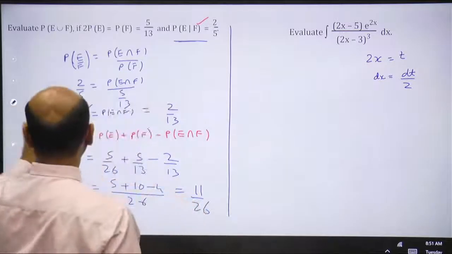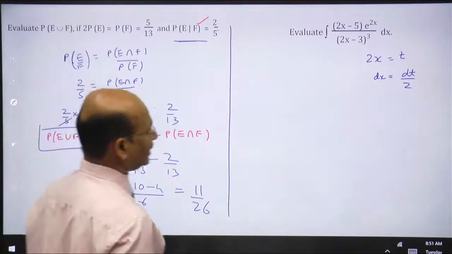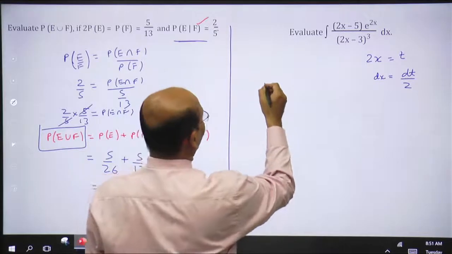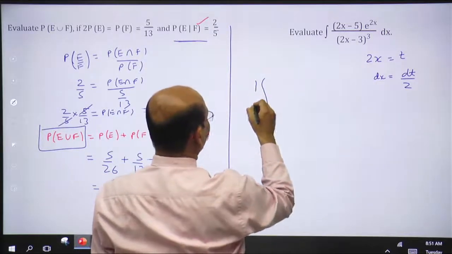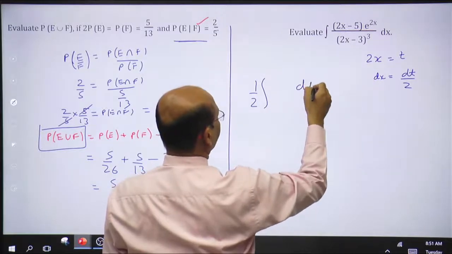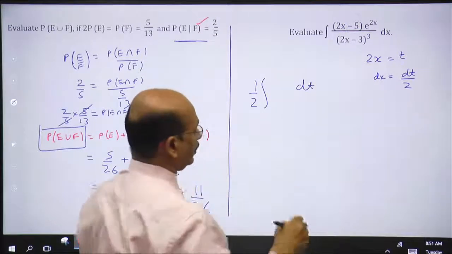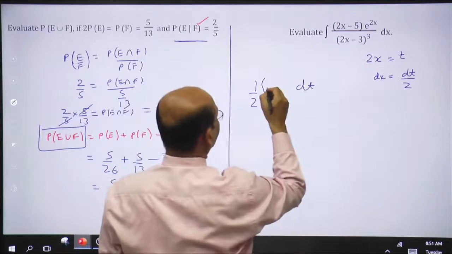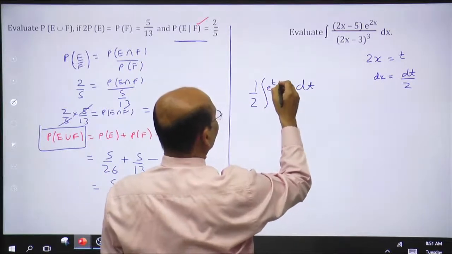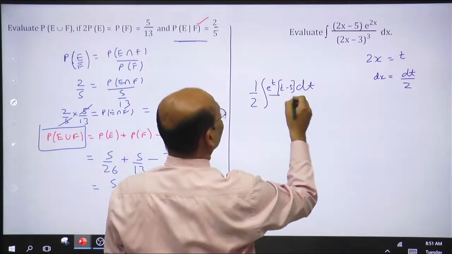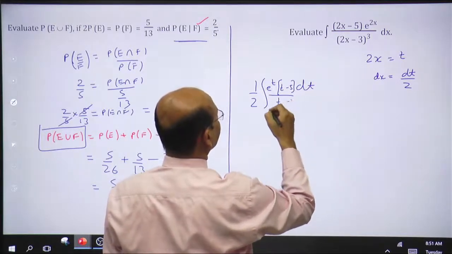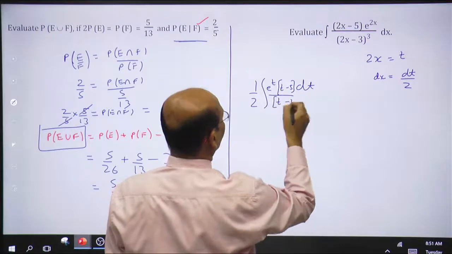Now once you are done with this, I am working on this. So dx, just see what I am doing. Integral dx is dt by 2. So 1 by 2, keep it outside, dt. Now I want you to pay attention. So this is e raised to t, and look what is happening here. This is t minus 5 upon t minus 3 whole cube.